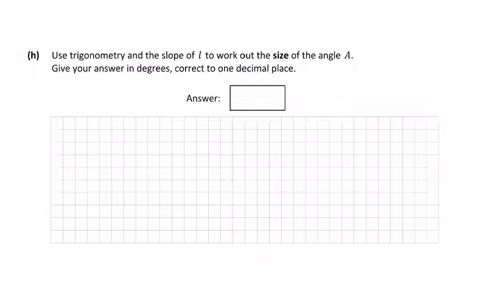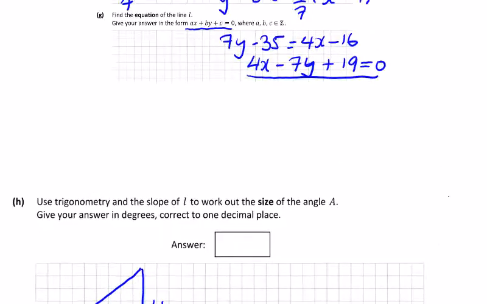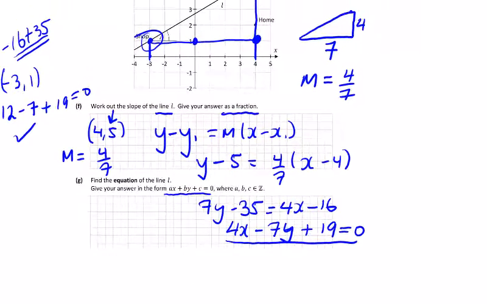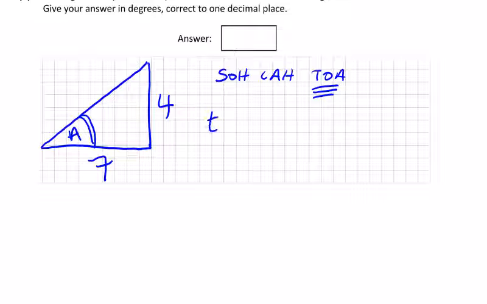And the last part, the last kind of thing they can ask in coordinate geometry, to bring a bit of trig in here: use trigonometry and the slope of L. So we got the slope to be 4 over 7. To find the angle, let's double check that's where it is. You see here the angle A on the diagram. So we have the two straight sides. So your knowledge of SOHCAHTOA, you probably don't need it, but when you're using the two straight sides, the opposite and adjacent is tan. So we can say the tan of the angle A is equal to O over A, 4 over 7.